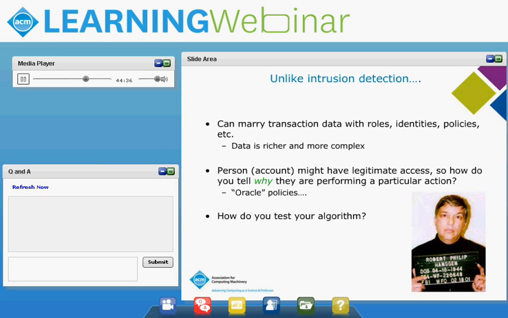And say you've come up with an algorithm that you think does work and does solve all these problems. How do you test it? Right? And how do you test this ethically? How do you happen to find an insider? Do you pay someone to be an insider and see if you detect them? How is it that you can test this in a realistic setting?